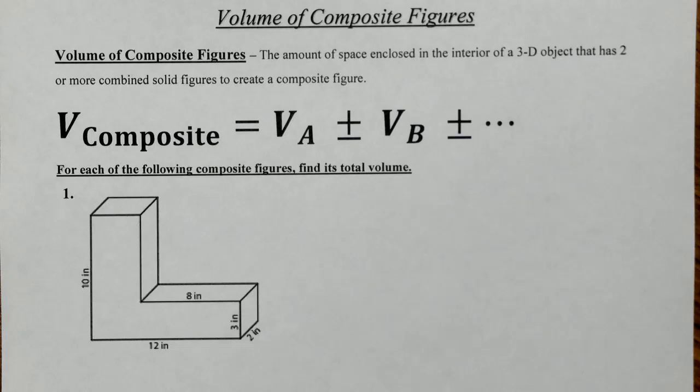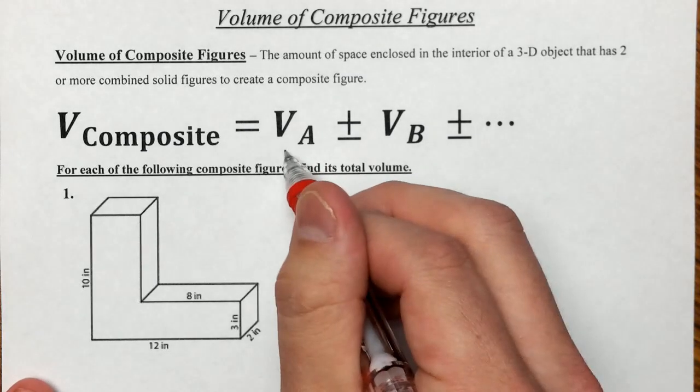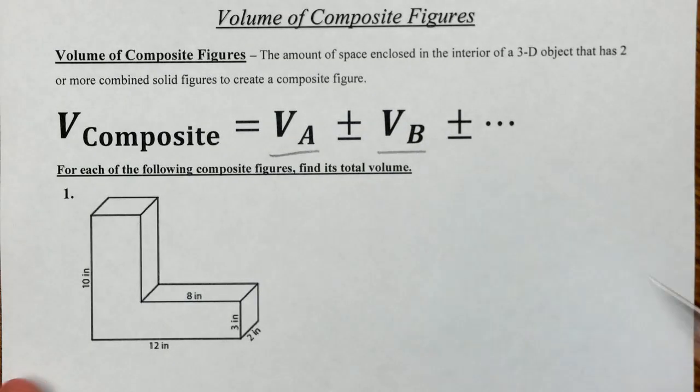Alright, we're going to talk about volume of composite figures. Volume of composite figures is just taking the volume of splitting my shapes into different pieces. So I'm going to take a shape and I can split it into a rectangle that I can see, and it cuts the other one into a rectangle as well.